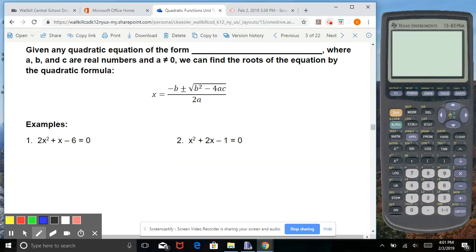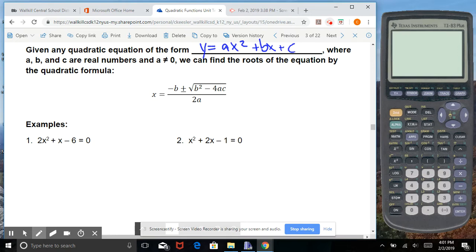Given any quadratic equation of the form y equals ax squared plus bx plus c, where a, b, and c are real numbers and a does not equal 0, we can find the roots of the equation by the quadratic formula.